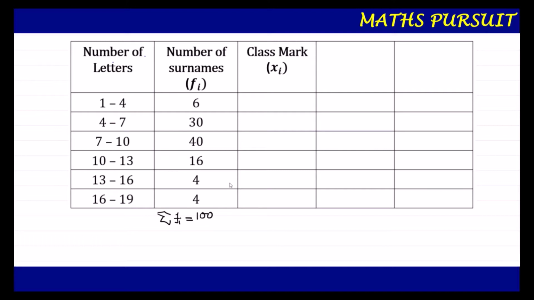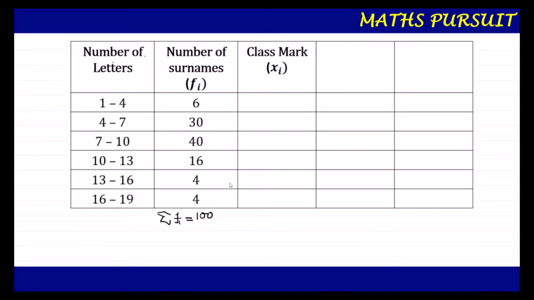After finding out the Fi, our next job is to find out the class mark. After finding out the class mark, we will decide which method we are going to follow, that is, whether we are going to follow the direct method, the assumed mean method, or the step deviation method. Everything depends upon this class mark. Looking at the class mark figures, we will take a decision.